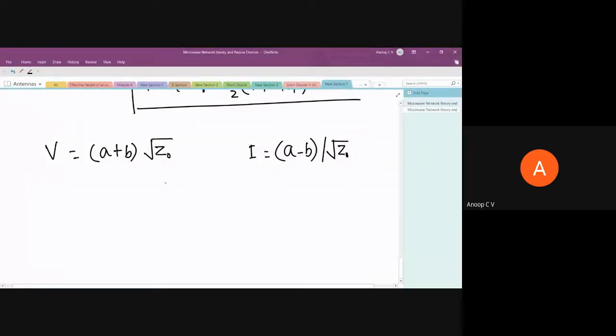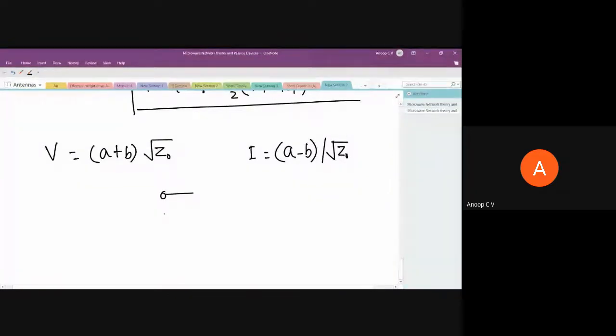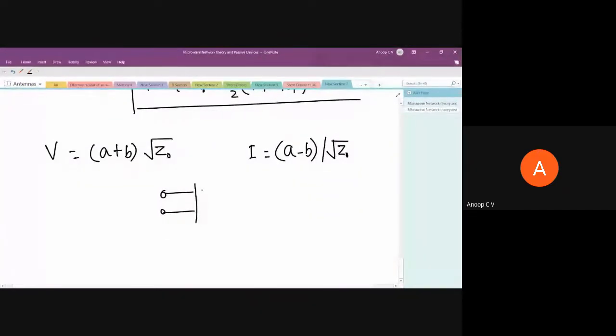So now we'll assume a one-port network. For instance, I'll assume a one-port network. A one-port network can actually be a transmission line connected to a load impedance or whatever. So a one-port network has got only one port, and that one port is this. So A is the incident quantity.